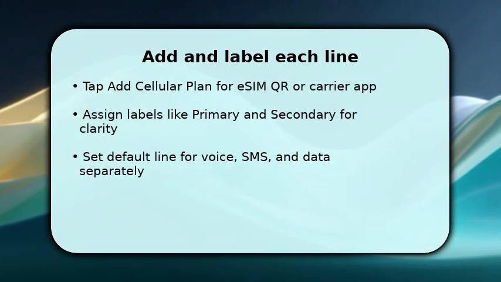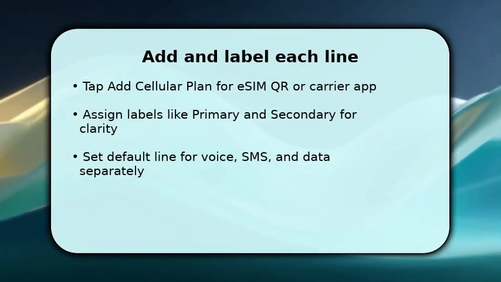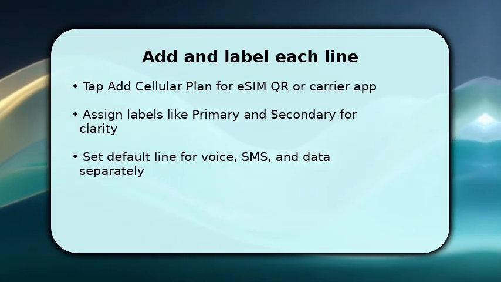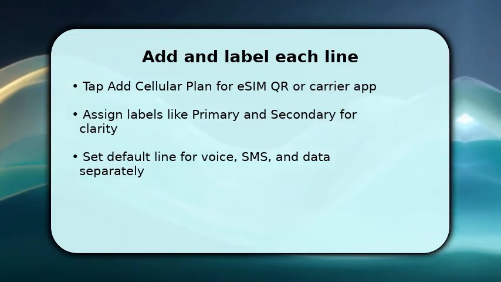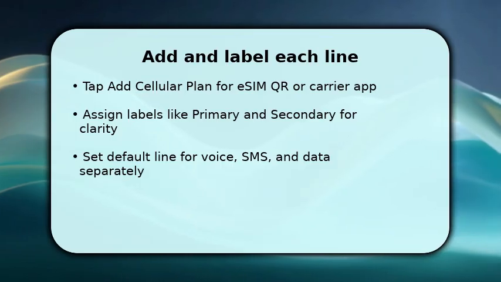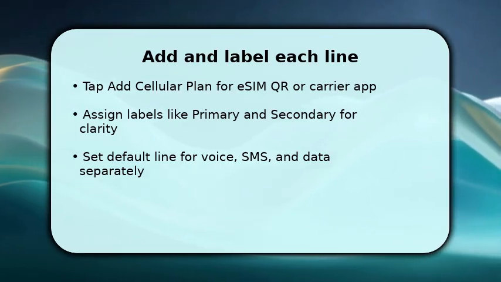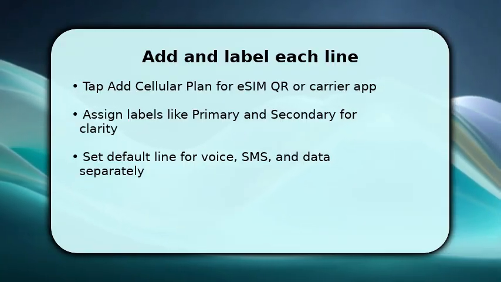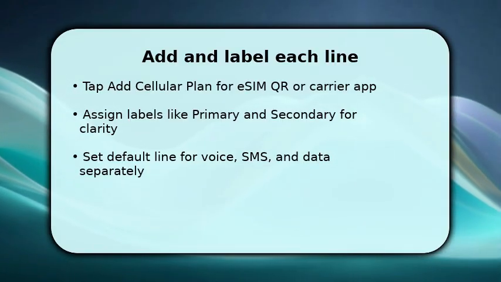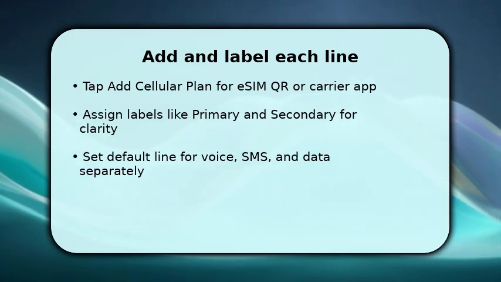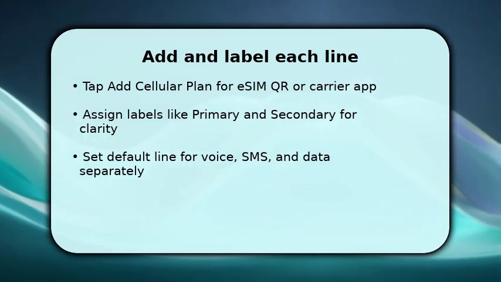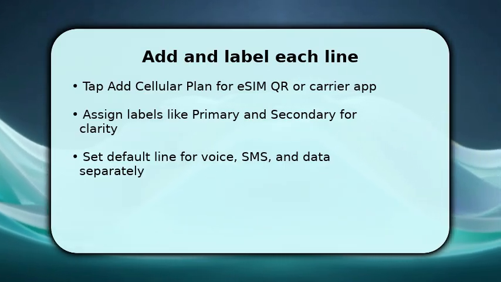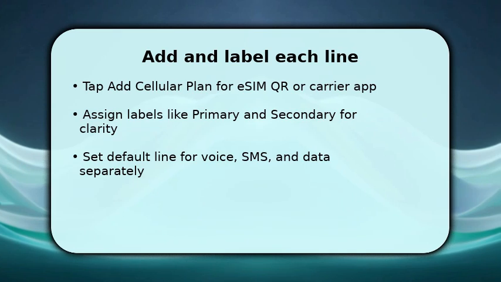Next, scan the eSIM QR or use your carrier's app under Settings, Cellular, Add Cellular Plan. Follow the carrier prompts to install the eSIM profile. Once both lines appear, tap each to assign clear labels such as primary and secondary so you can distinguish them quickly. Make sure to choose which line is default for voice and SMS, and separately choose your cellular data line. These choices determine how calls, messages, and mobile data route. Configure them now to match daily use.